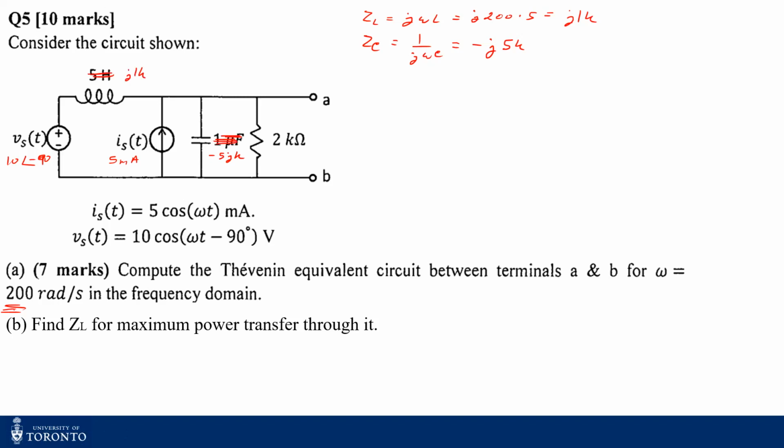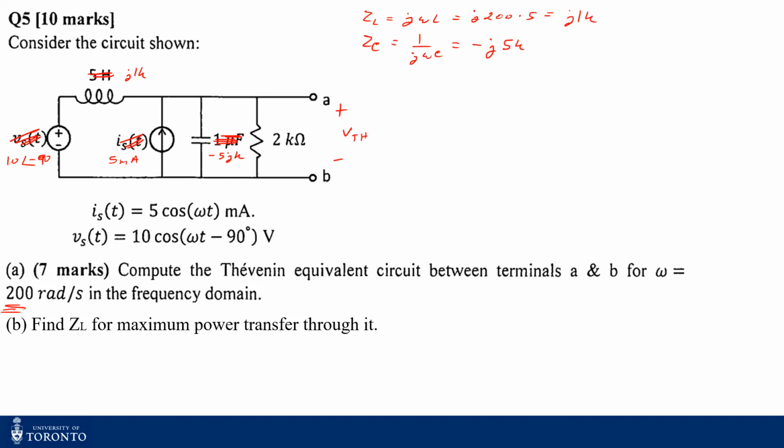So this is my phasor domain diagram, and I can also ignore these time domain things. Okay, so that's my equivalent circuit. Now I have to find the Thevenin equivalent. For that, I have to compute the Thevenin voltage across this terminal, and the Thevenin impedance.